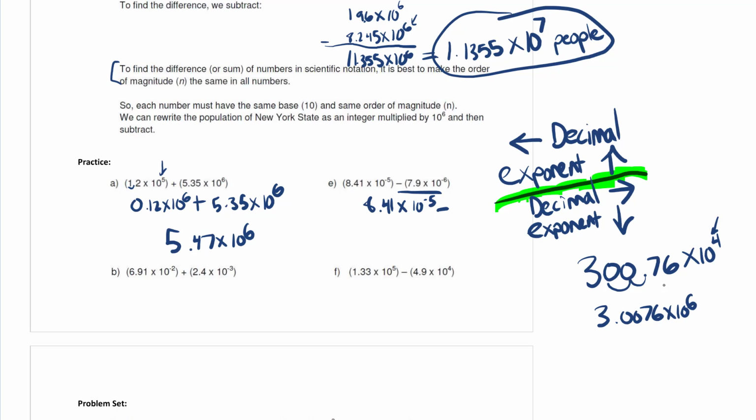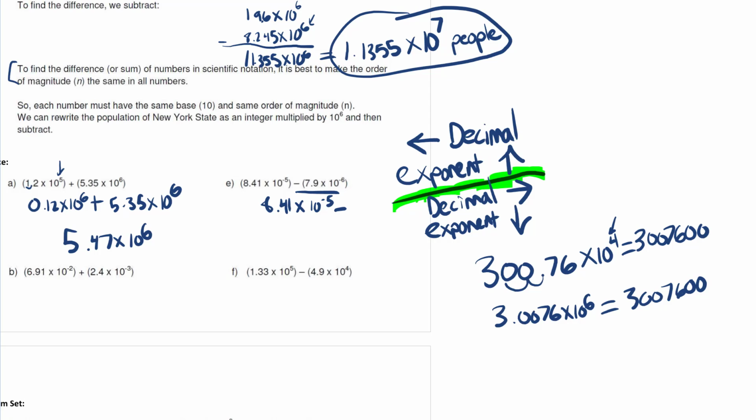Let's see if this actually makes sense by converting these both to standard form. 10 to the 4th means move the decimal right 4 times, so we have 300.7600. And the same thing here, except we're moving the decimal to the right 6 times, and I think you can see that those are in fact the same thing, so we've done this correctly. Oh, that's a little off the screen there, I'm sorry. There you go. You can see that they're the same thing.